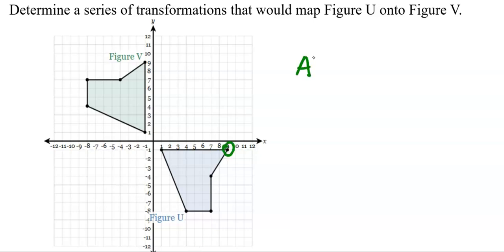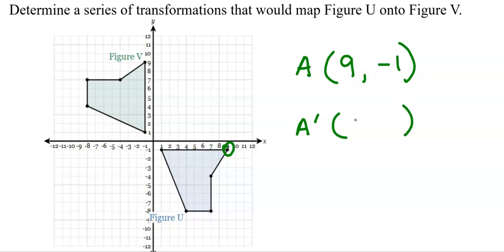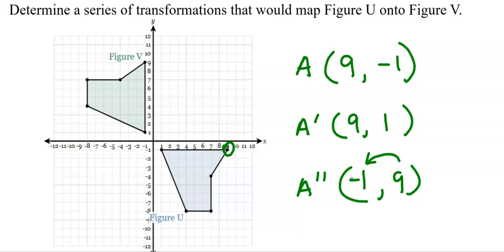The original point A, which was at 9, -1, would first be reflected over the x-axis, and that created this coordinate. Then they rotated it 90 degrees, so that's a swapping of the points, counterclockwise. And they get the same ending point as us.